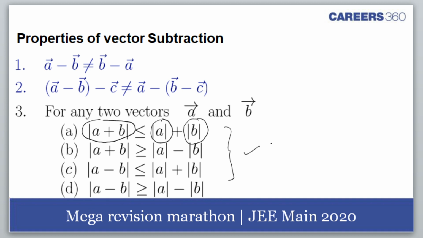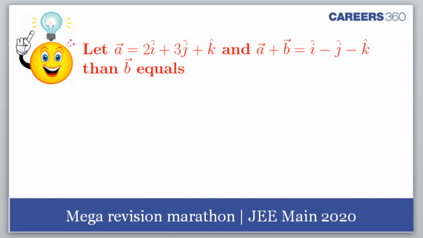Then let's talk about a question. Let A be this and A plus B be this, then B equals to? I think this is simple. B would be equal to I minus J minus K minus A. So we can do this. What would B be equal to? B will be equal to I minus J minus K.